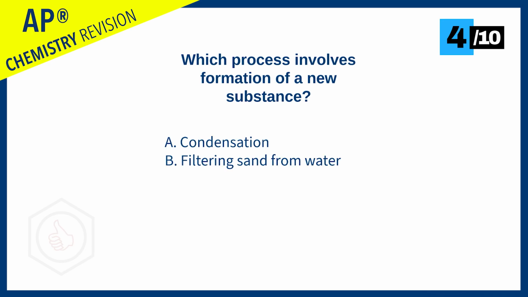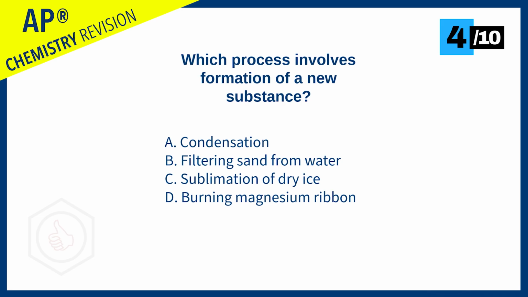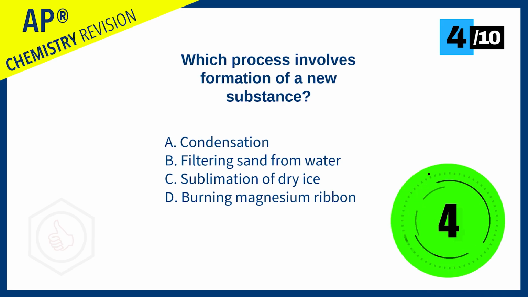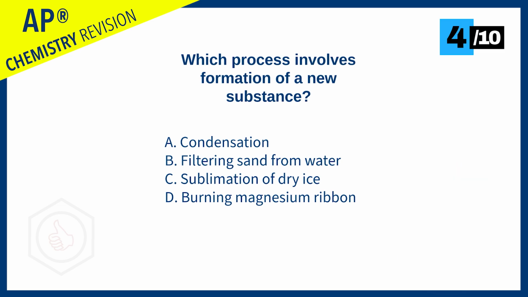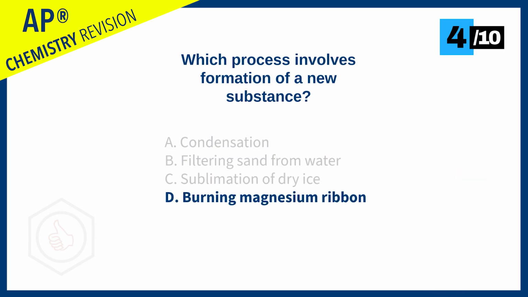Which process involves formation of a new substance? Condensation, filtering sand from water, sublimation of dry ice, burning magnesium ribbon. The answer is burning magnesium ribbon, because burning is a chemical process and a new substance gets formed, in this case magnesium oxide.